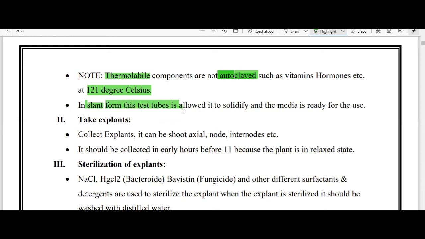In slant form, the test tube is allowed to solidify and the media is ready for use. So in the slant form, this media is solidified because by the slant form, the surface area of the test tube or any other thing in which we are culturing or putting our plantlet will increase. So that's why it is in the slant form.